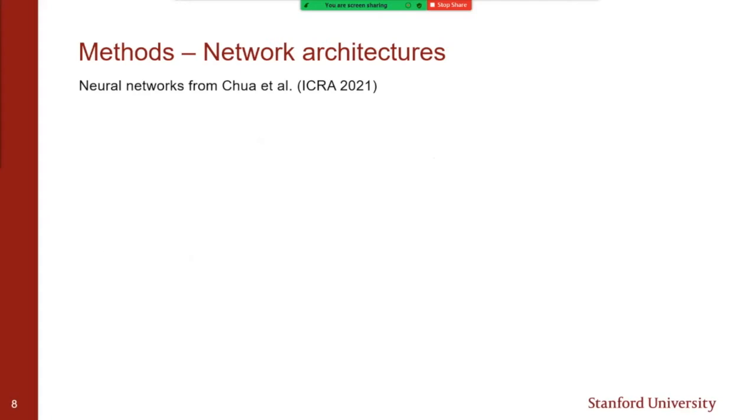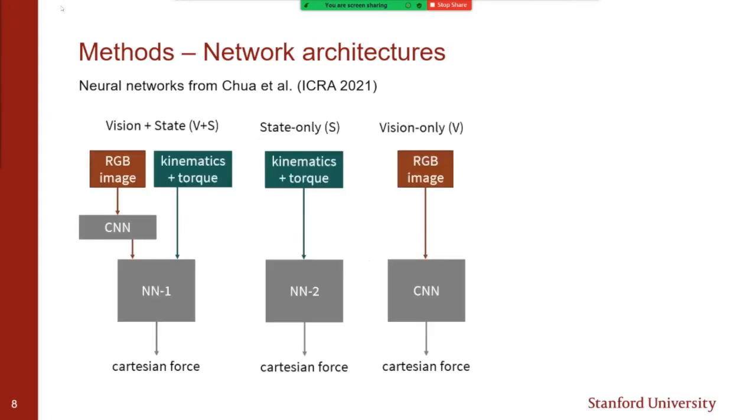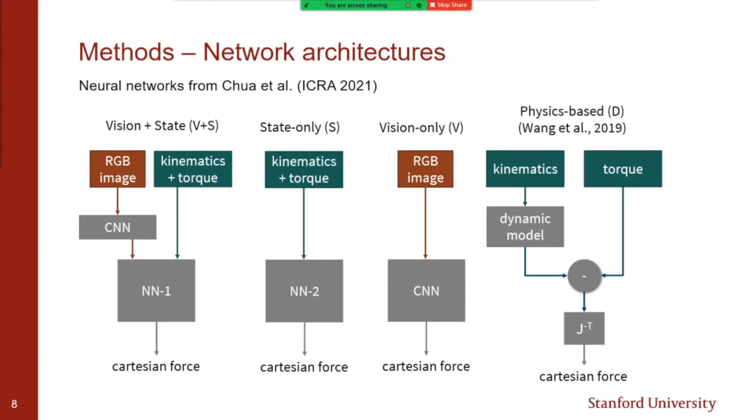To perform our experiment, we first begin with the model architectures from our ICRA 2021 paper. This consisted of a vision and robot state model, which takes an RGB image and a vector of robot kinematics and torque information from a single time point and outputs a force prediction. We also looked at the variants that only have unimodal input, state only or vision only. And as a baseline, we adapted a physics-based dynamic model.